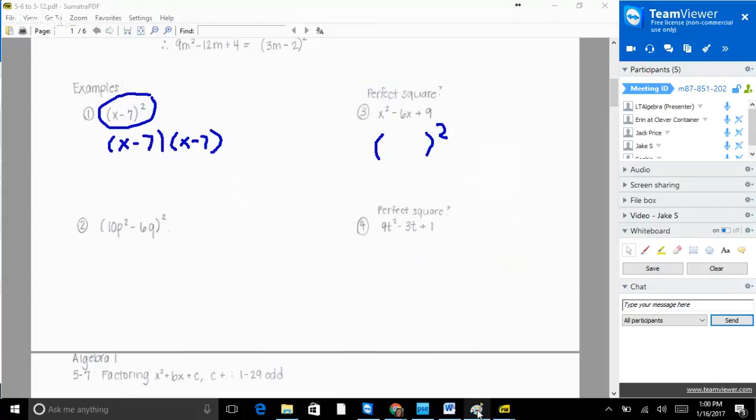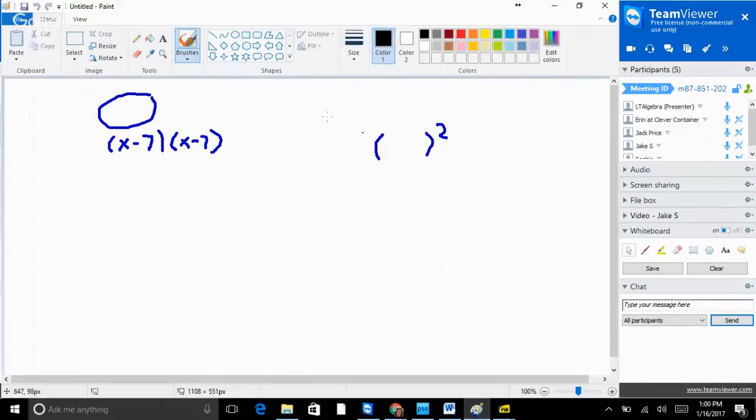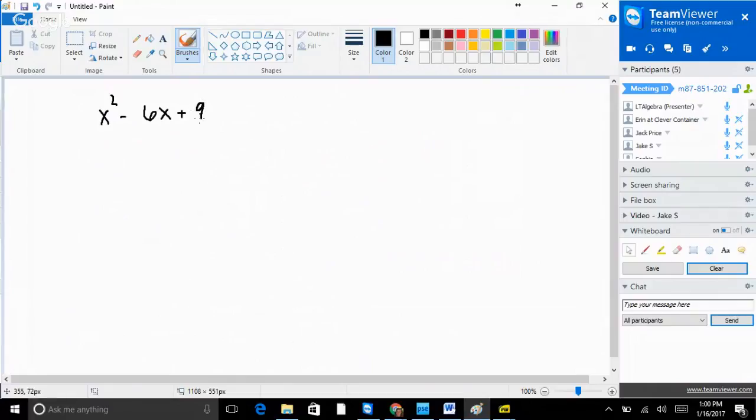Let me go over to Paint. X squared minus 6x plus 9. Okay, so what we're trying to do is we're trying to get it to this format. And what we want to do is we kind of want to think of this as unfoiling.